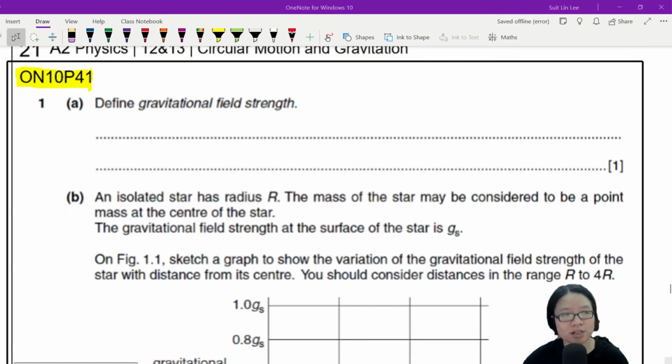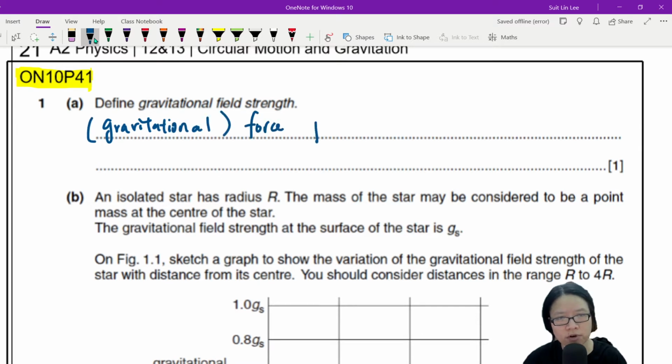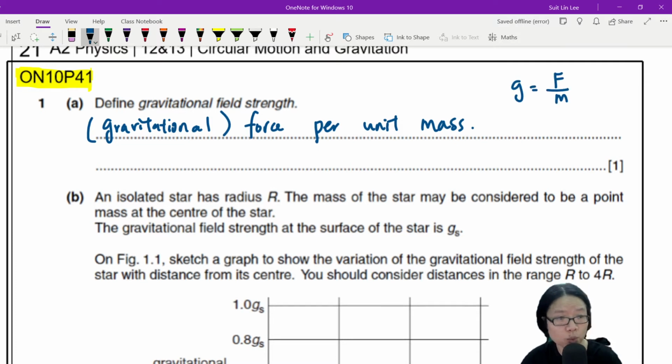Part A, you are asked to define gravitational field strength. Gravitational field strength here is defined as gravitational force per unit mass. The word gravitational is optional, but you should think of force per unit mass. So you are using the equation g is F over m, or F is equal to mg, your weight.